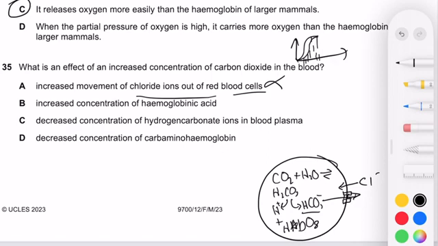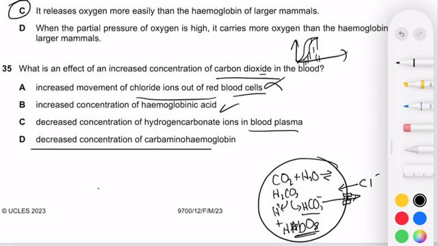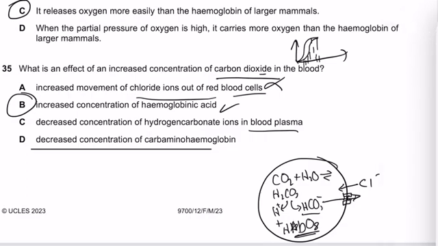Increased concentration of hemoglobinic acid, that is true, because as I mentioned here, hydrogen ions will bind with oxyhemoglobin to form hemoglobinic acid, exactly. And decreased concentration of hydrogen carbonate ions in the blood plasma, no, as I mentioned, it's going to increase. Decreased concentration of carbaminohemoglobin, actually no, it will also increase, because another way carbon dioxide is going to be transported is by binding to the terminal amine group of hemoglobin in order to form carbaminohemoglobin. The answer is B. Okay.